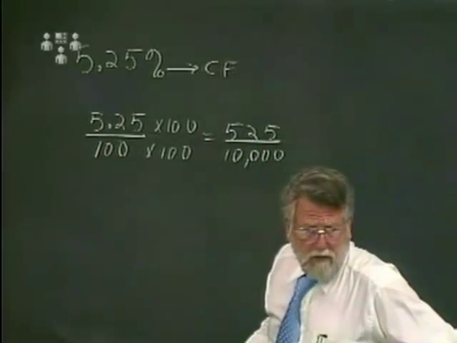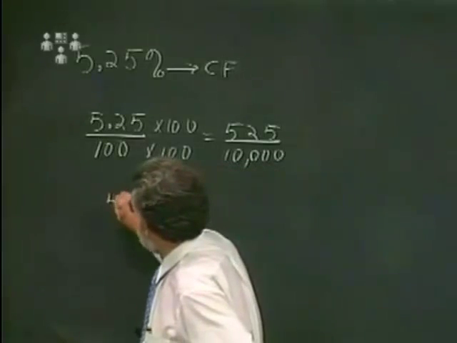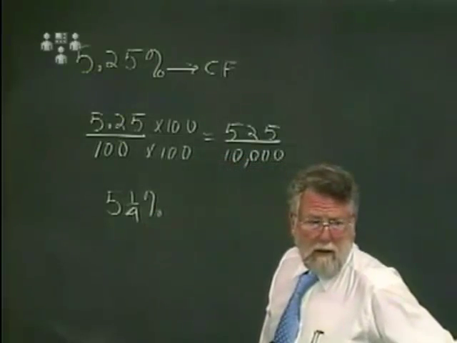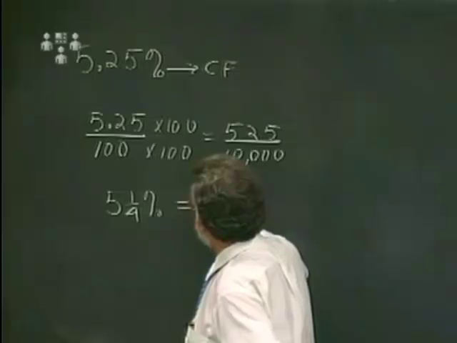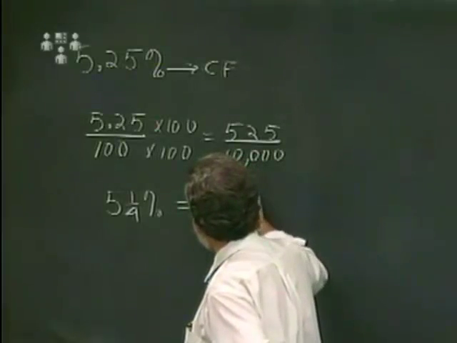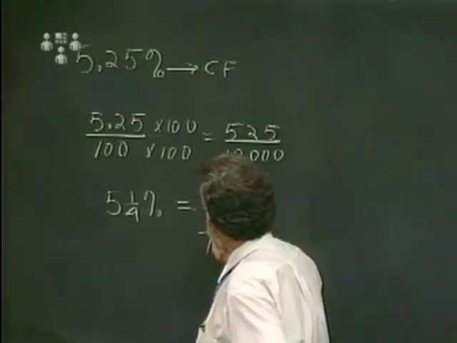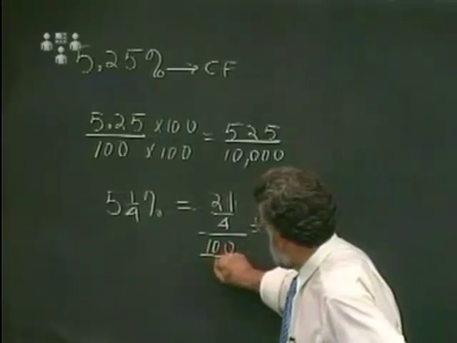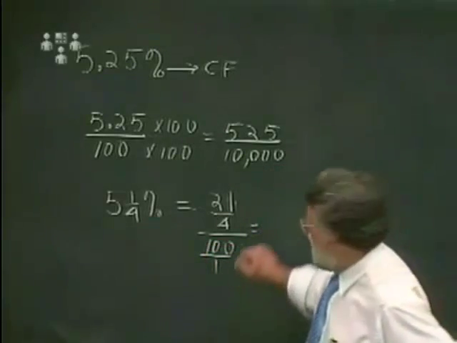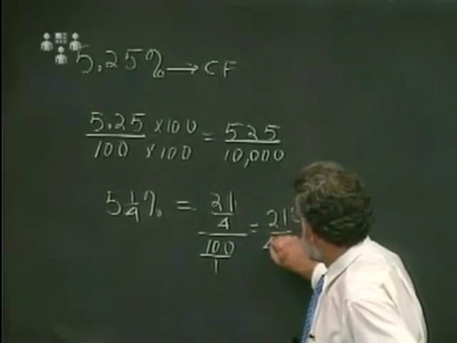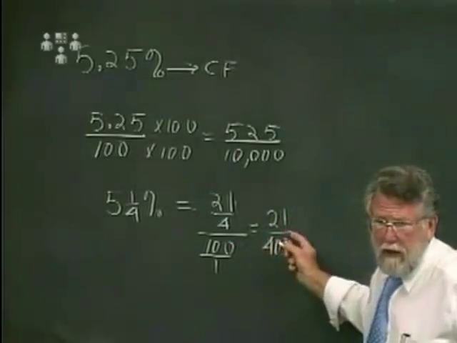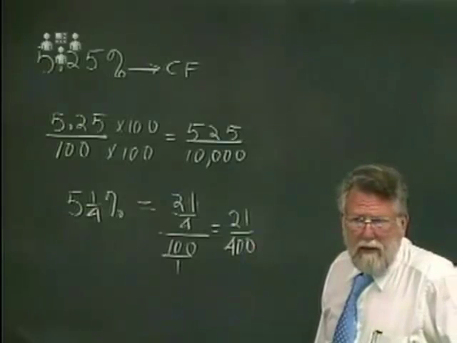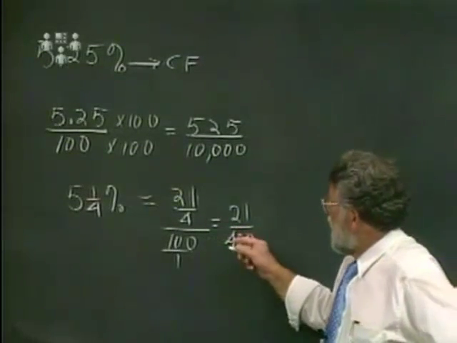Now a better approach from my perspective is to rewrite the 5.25% as 5.25 over 100. Then rewrite that as 21 over 4 over 100. And then that, when you invert and multiply, because this is over a 1 now, will give you 21 over 400. Now this you cannot reduce, but if you were to reduce the other one, it should come back to that. So this is a little more direct.